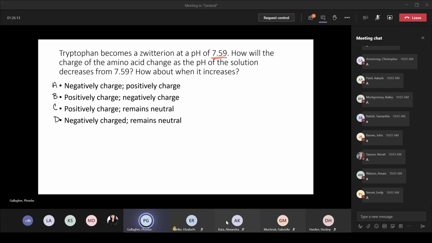Yeah, so I didn't include the pKa's of each group, but it's just a general question as to how it will change. Sorry if it was worded really badly, but that's what I meant. So as the pH drops, it's going to change to a positive charge, and as the pH increases, it's going to change to a negative charge. Does that make sense? Yes. Okay.